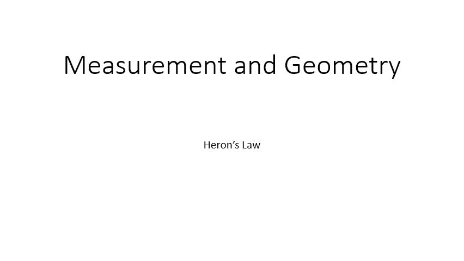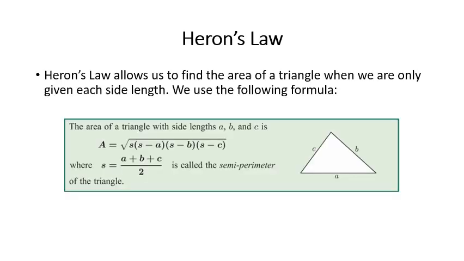Now, this video tutorial looks at the mathematical strand of measurement and geometry, and more specifically, we're going to talk about Heron's law. Heron's law allows us to find the area of a triangle when we are only given each of the side lengths. And we would use the following formula.